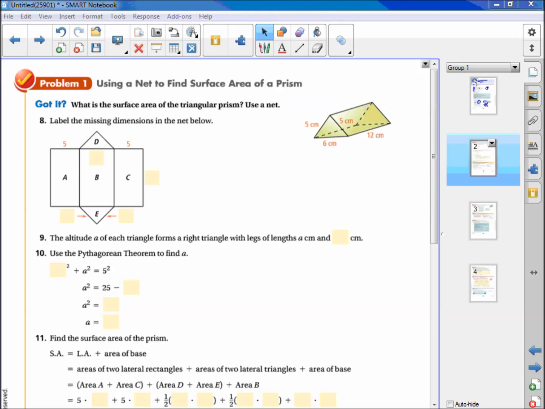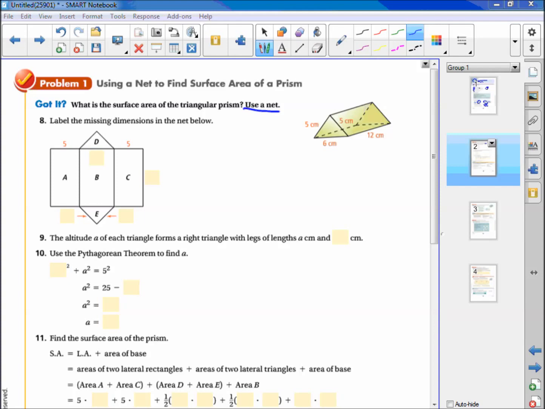On page 2, we have problem number 1, using a net to find the surface area of a prism. What is the surface area of a triangular prism? Use a net to do this. A net means we're going to unfold it and just find each of the areas separately. Label the missing dimensions in the net below.